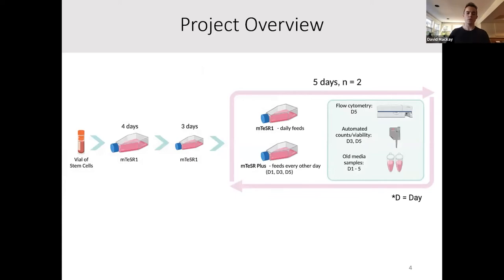For my project, we wanted to look at the different effect that mTeSR1 and mTeSR Plus can have on stem cells in the Kiefer Lab. We did this by first preparing the cells for the experiment and then growing the cells for 5 days. Within those 5 days, one set of cells were fed with mTeSR1 daily and another set of cells were fed with mTeSR Plus every other day. We took old media samples each day. We took automated cell count and viability measurements on day 3 and 5. And then we also looked at specific stem cell protein markers on day 5 using flow cytometry. And we repeated those experiments twice. Next slide, please.